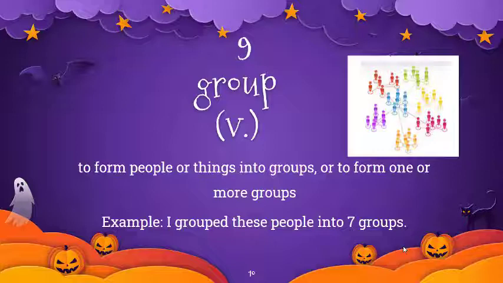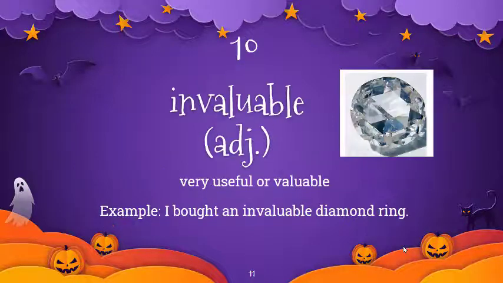Like here I grouped, so here grouped is a verb, but when I said I grouped these people into 7 groups, now groups after 7 is a noun. Number 10, invaluable. Invaluable is an adjective and that means very useful or valuable. As an example, I bought an invaluable diamond ring. So that means like it's so expensive.